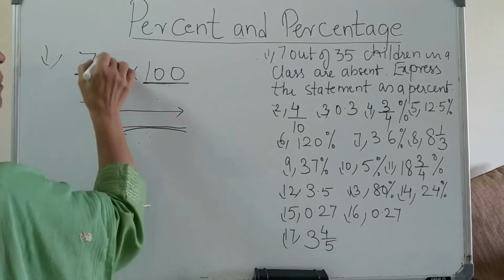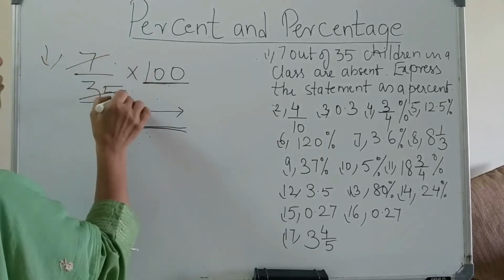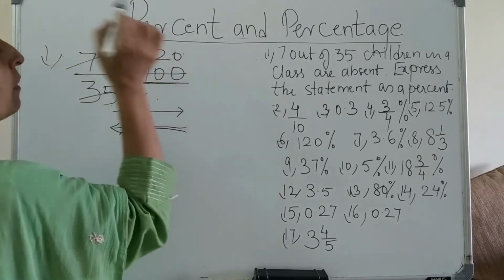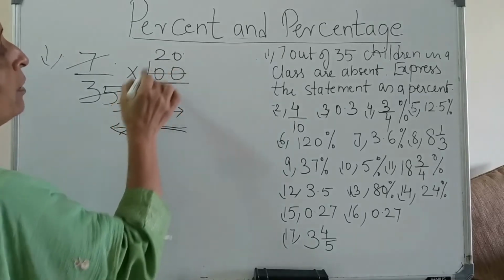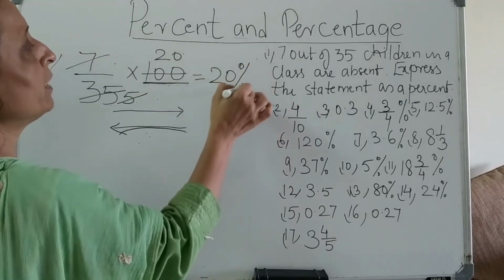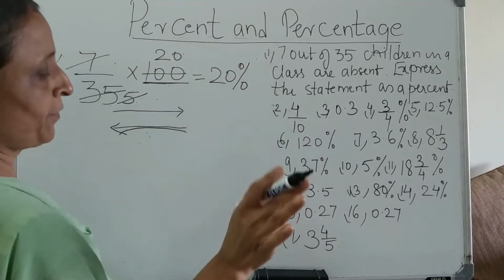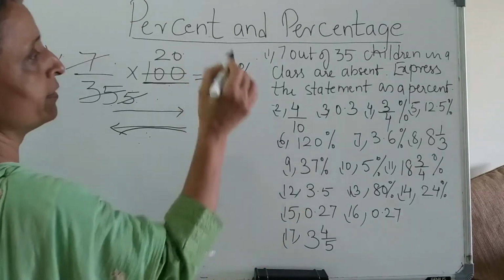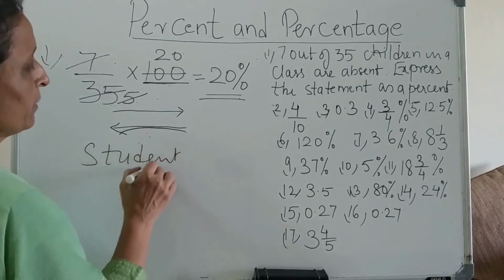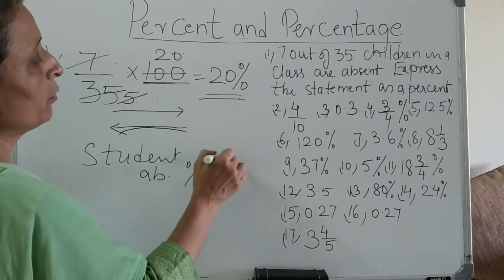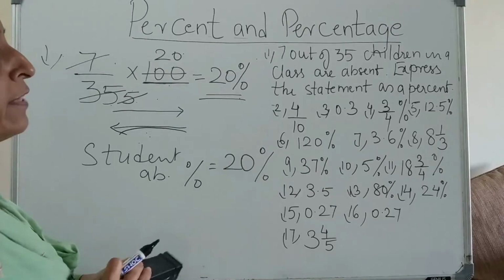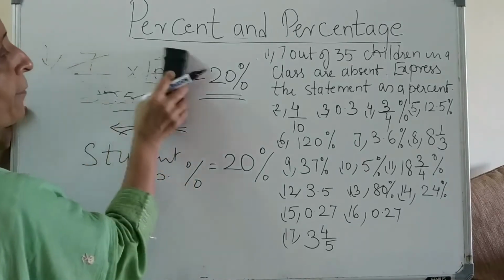Now say the table of 5. 5 sevens are 35. So here 5 fives are 25, 5 twenties are 100. Here, how many students are absent by percentage? 20% of the students are absent. This is the answer. So students absent in percentage is equal to 20%. In a class of 35, 7 students are absent, so you say 20% students are absent.